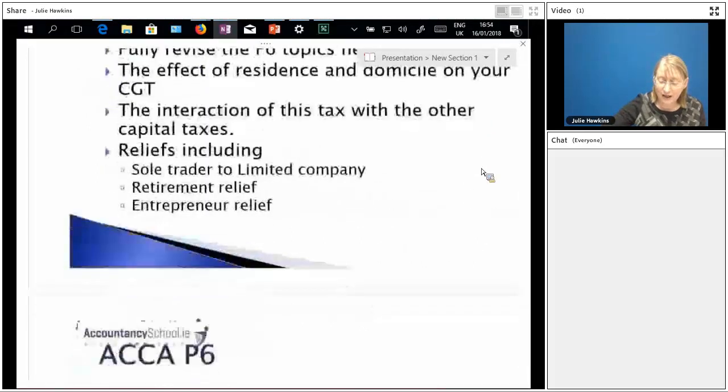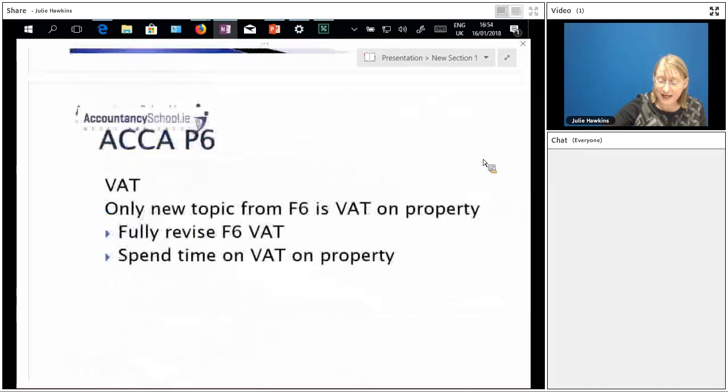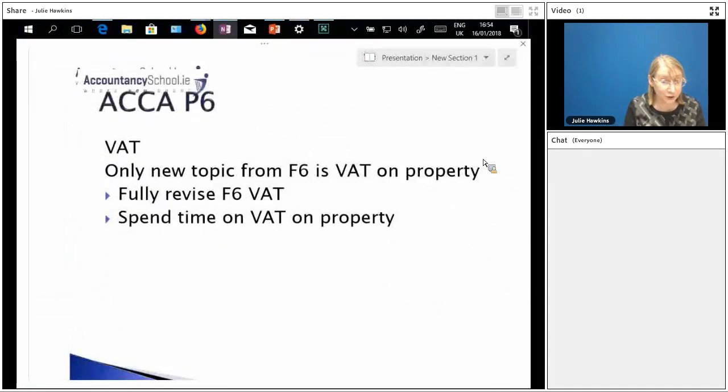Now, we then look at VAT, and to be honest, there's very little new in VAT. Most of the questions that we actually get in P6 an F6 student could actually do. The only new topic is VAT on property.